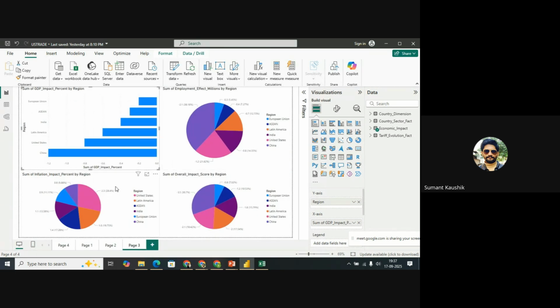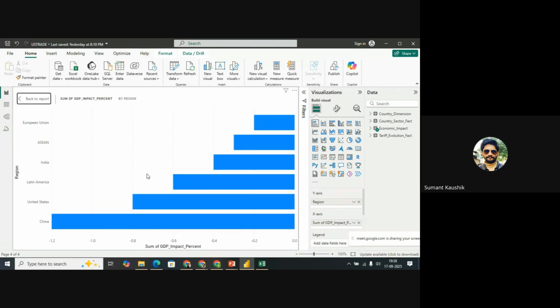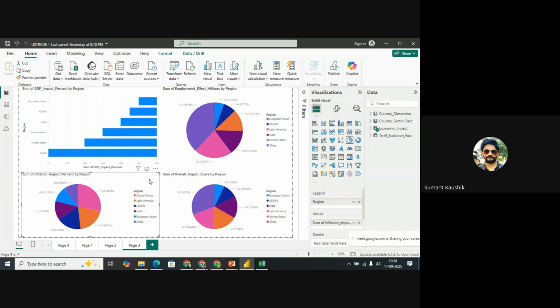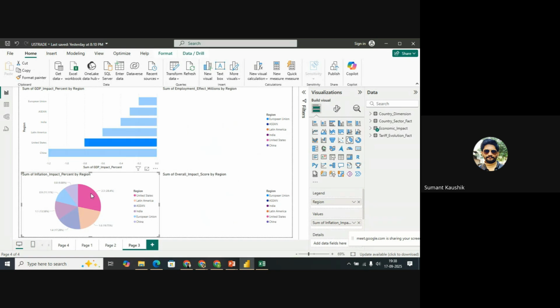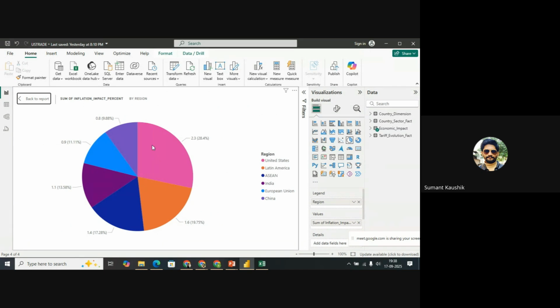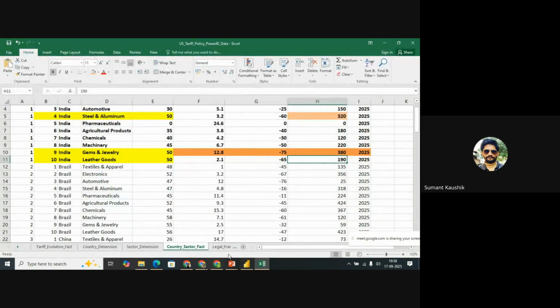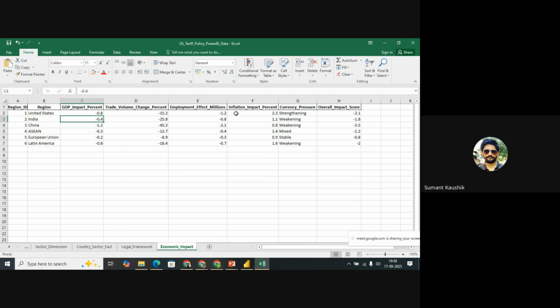Next, we move ahead to the case of inflation. What will be the situation of inflation in each and every country? So far as inflation is concerned, absolutely the most effect will be on the US. As we can see in the table, there will be a 2.3% impact on inflation. There will be a 2.3% rise in inflation in the case of the United States of America.